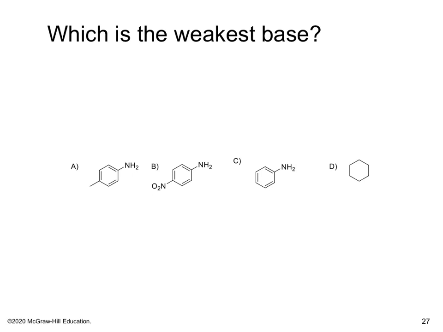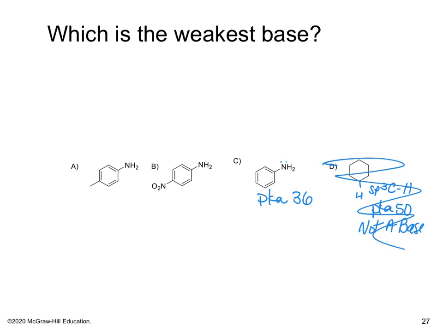Which is the strongest base? Well, these are not protonated. This is an sp3 carbon hydrogen. pKa is 50, not a base. I would think that's your weakest. This is a pKa of 30, about 35 or 36.